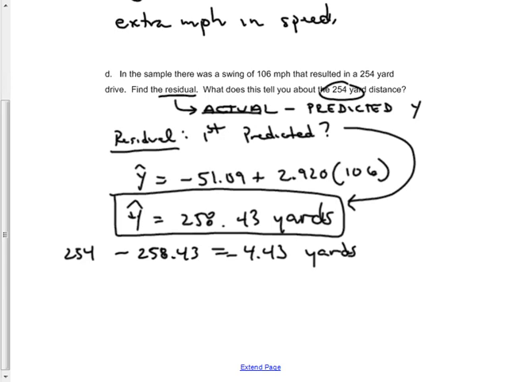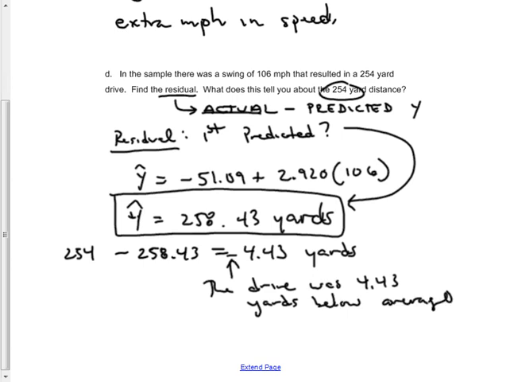Negative 4.43 yards. What that tells me is that this drive was 4.43 yards below average for the speed. So really, that was asking us to do essentially the same thing we did in the previous problem about that one home value. Was it above or below average? This is really just a different way of asking the same question.